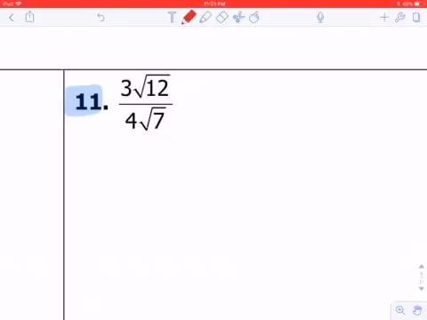So number 11 is a rationalizing problem with a monomial in the bottom. There's nothing I can divide. 3 and 4 don't divide. 12 and 7 don't divide, so I'm just going to rationalize.